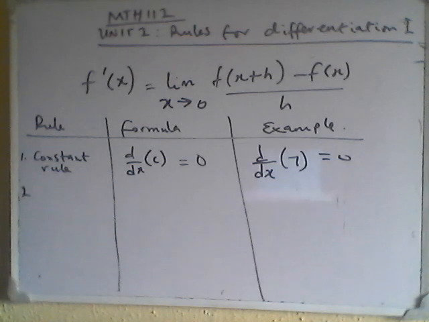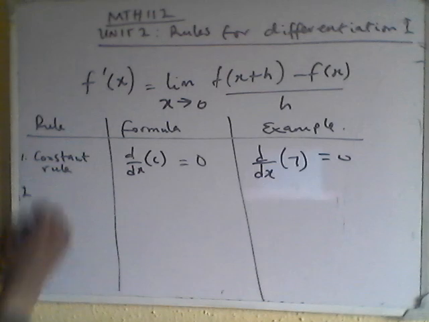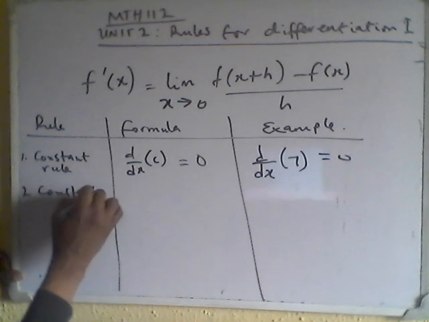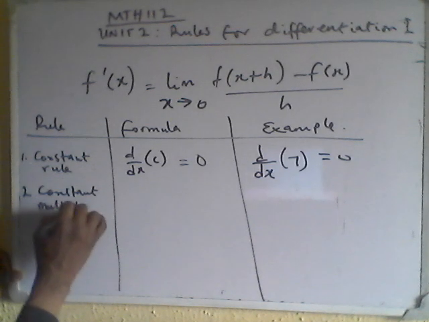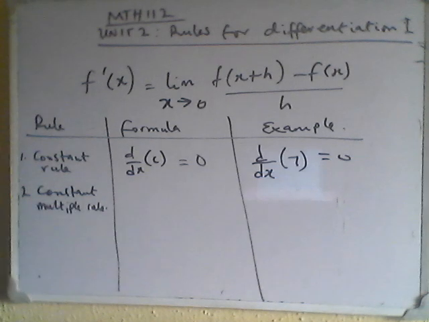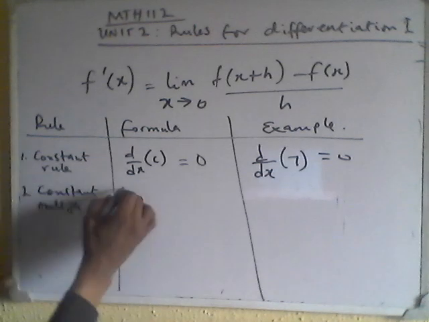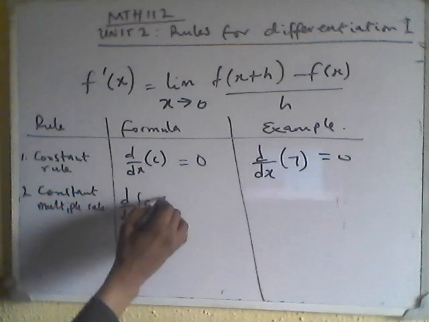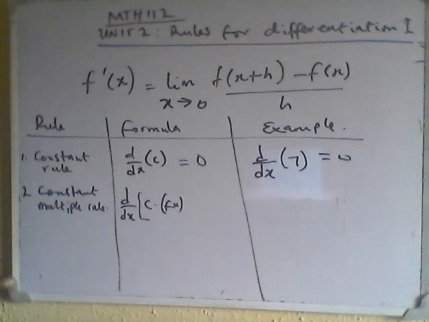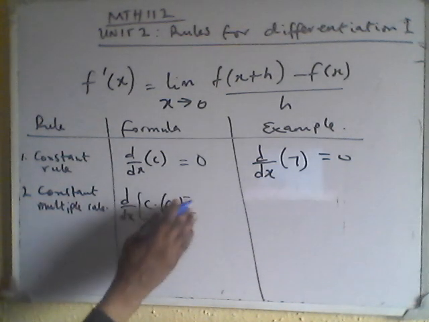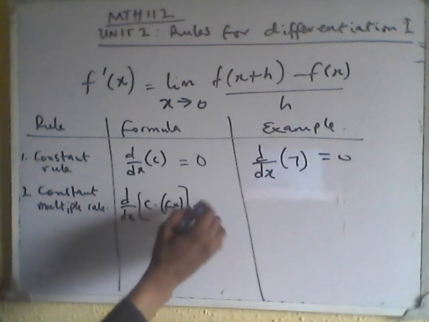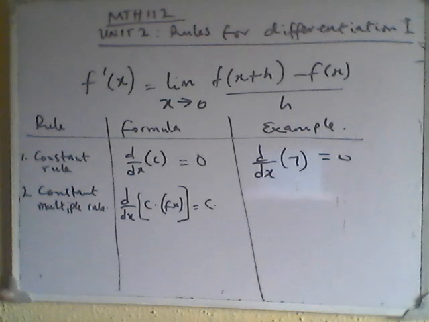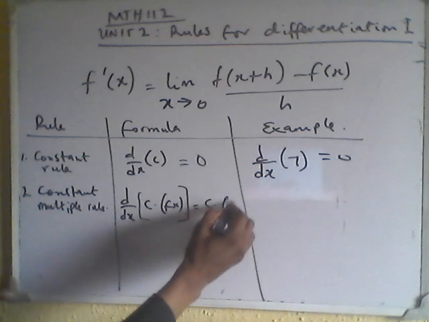So number 2 is the constant multiple rule. I'll write it on the board. If we are asked to get the derivative of a constant times a function, you understand? The answer is that the constant comes outside, then we differentiate the function.